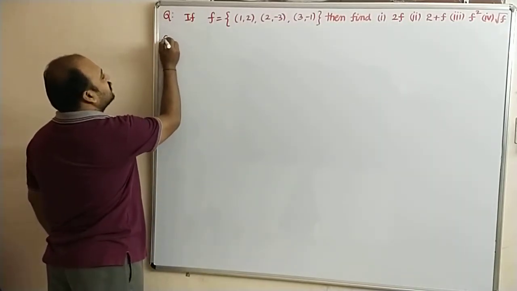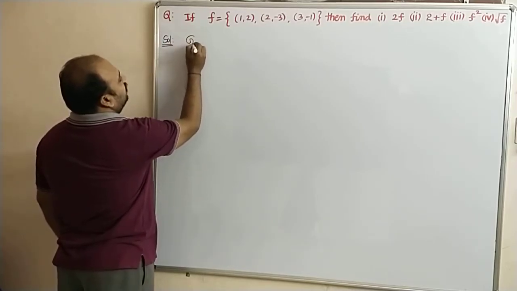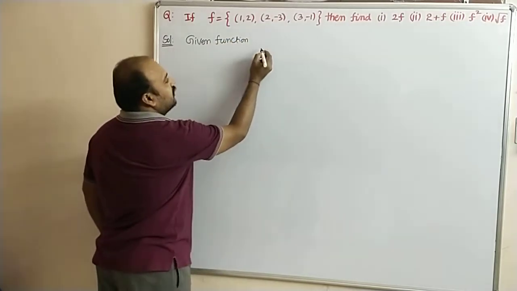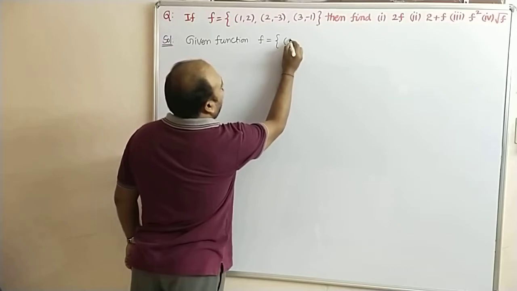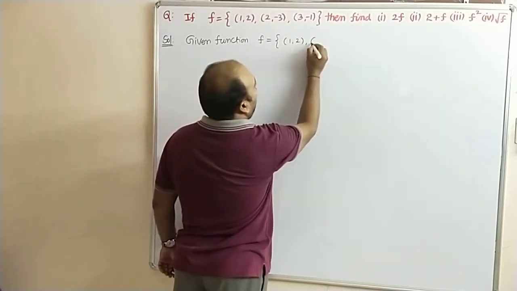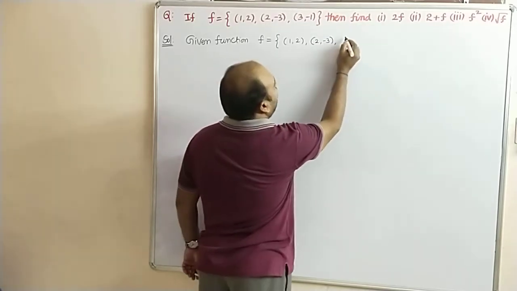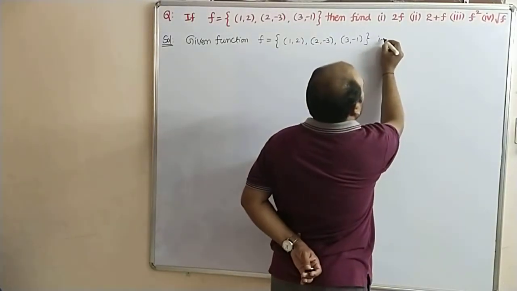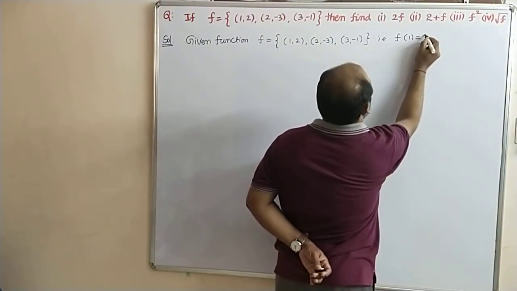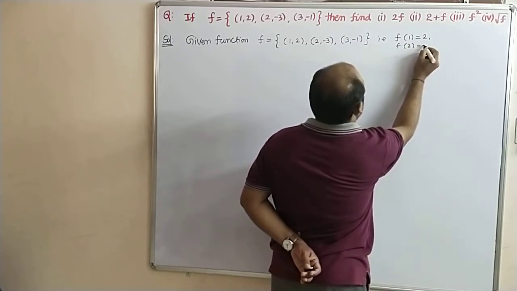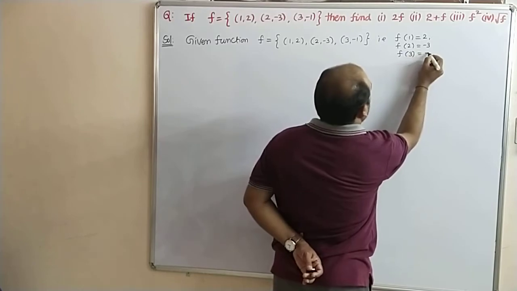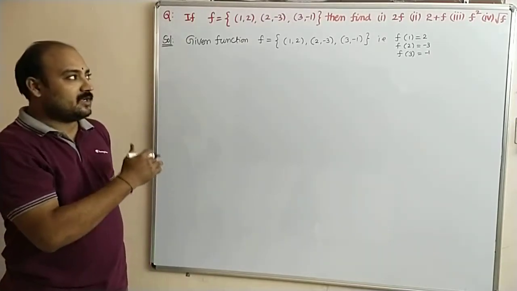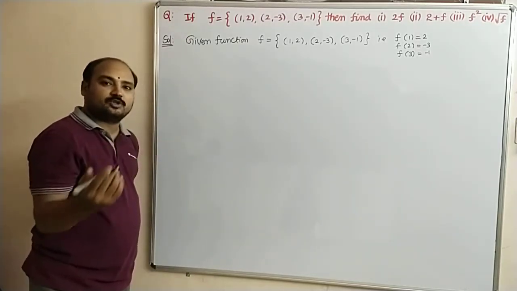First you have to write the given function. f equal to (1, 2), (2, minus 3), (3, minus 1). If you want, you can mention that f of 1 is equal to 2, f of 2 equal to minus 3, f of 3 equal to minus 1. These are the meaning. 1, 2, 3 belong to the domain. 2, minus 3, minus 1 belong to the codomain.